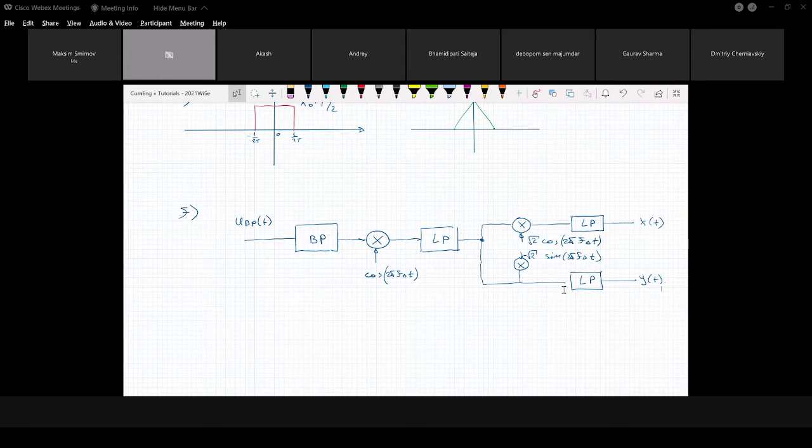Okay, and let's go back to our task. So we have 2 signals, u1 of t and u2 of t. We need to determine the autocorrelation function of each signal, and we need to plot the corresponding figure. So let's try to solve this task.